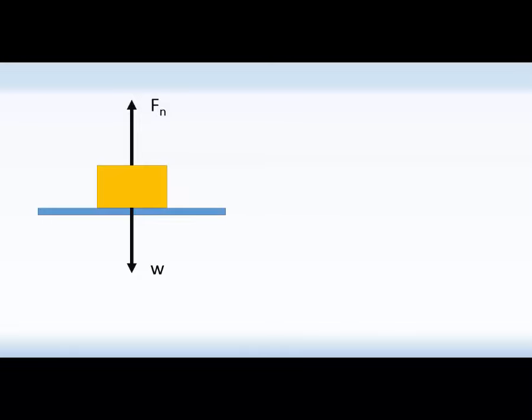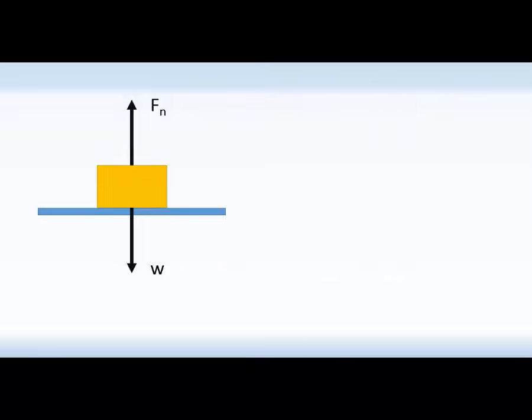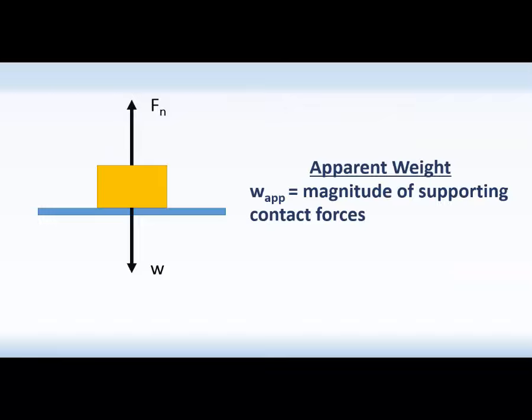By now you should be familiar with the idea that for any object resting on a surface, the normal force is the force of the surface pushing back against the weight of the object. Now your weight is the force pushing downward. However, what you feel is actually the normal force, or what is pushing back up against you. We can now define the concept of apparent weight as the magnitude of the supporting contact forces acting against an object, which of course is usually the normal force.